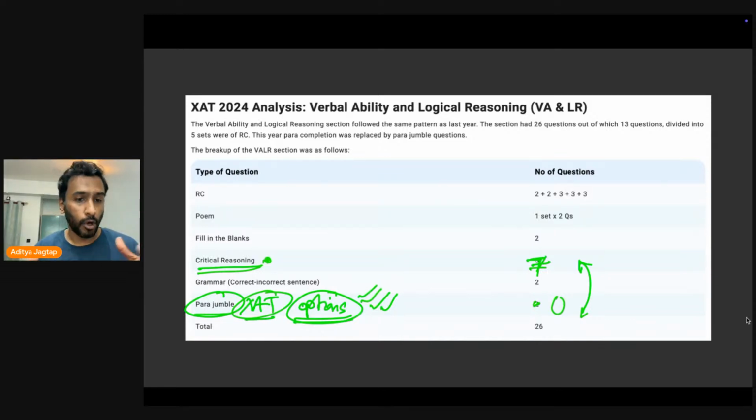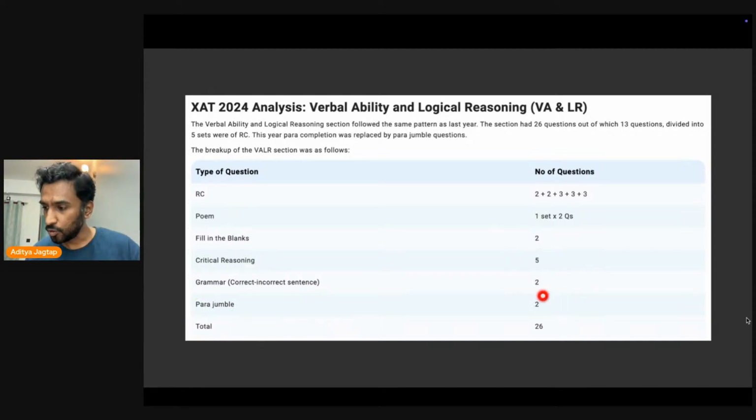All right. So again, broadly speaking, for all of you to keep this in mind, that if it's a year, of course, that they ask you 0 parajumble questions, then we are all in the same boat, and we all have to make sure our accuracy for critical reasoning questions is really good. But if it's a year where they are going to ask you like this, which is 2 parajumble questions and 5 critical reasoning questions, make sure that you do solve these 2, because these will have options.